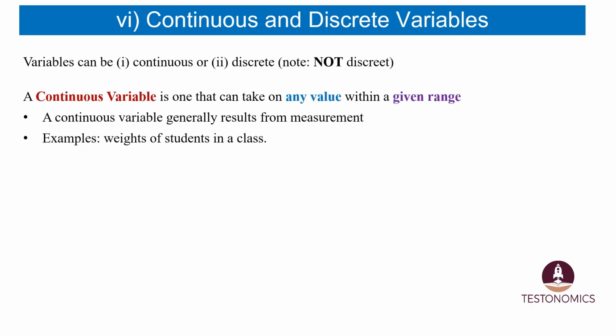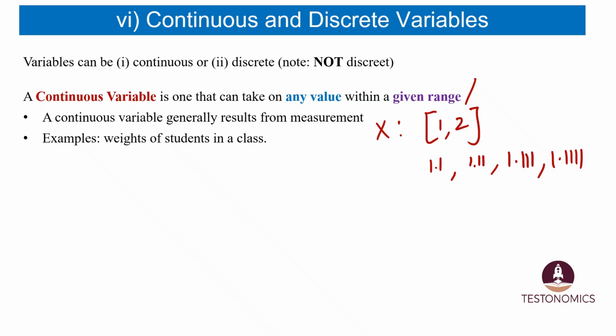Variables can be continuous or discrete, and notice the spelling. The correct spelling is this. A continuous variable is one that takes on any value within a given range. So let's say we have a data set such as this. A variable x can take any value between 1 and 2. So it can take 1.1 also, 1.11 also, 1.111 also, 1.1111 also. So if a particular variable can take on any value within a given range or within a given interval, we call that variable a continuous variable.